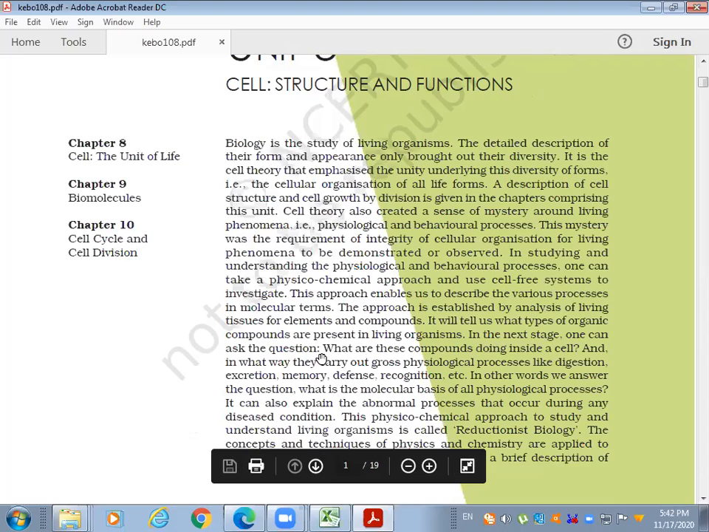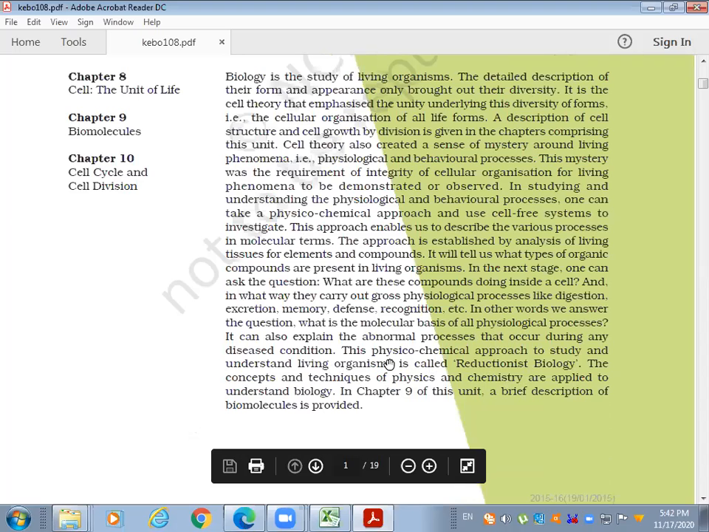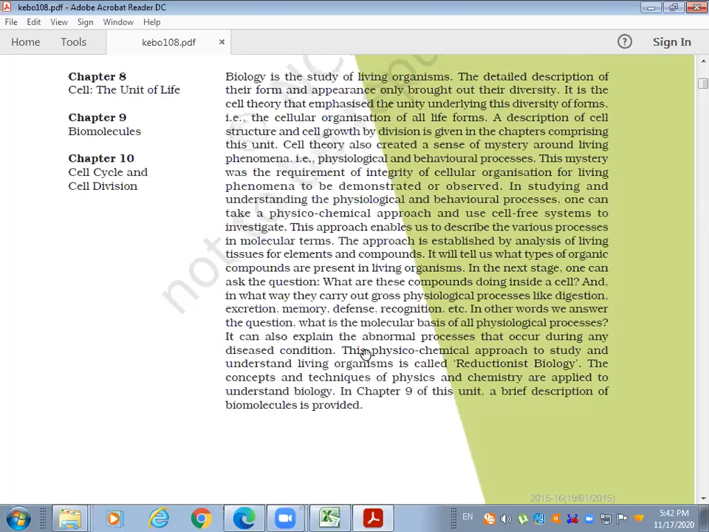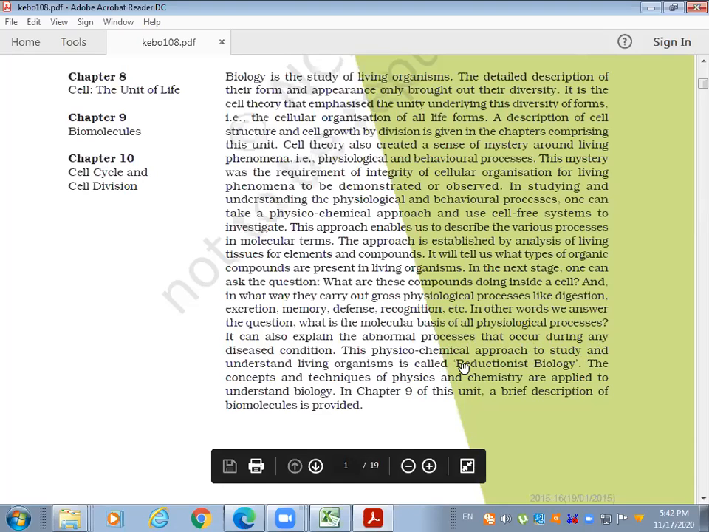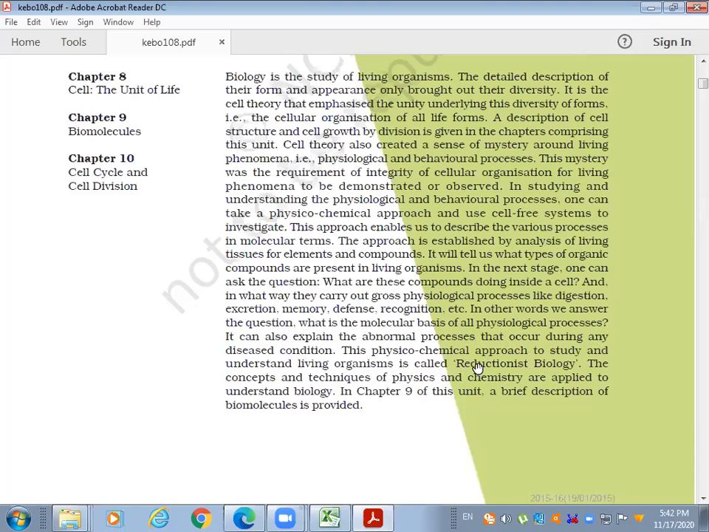In the next stage, one can ask the question, what are these compounds doing inside a cell? And in what way do they carry out gross physiological processes like digestion, excretion, memory, defense, recognition, etc.? In other words, we answer the question, what is the molecular basis of all physiological processes? It can also explain the abnormal processes that occur during any diseased condition. This physico-chemical approach to study and understand living organisms is called reductionist biology.